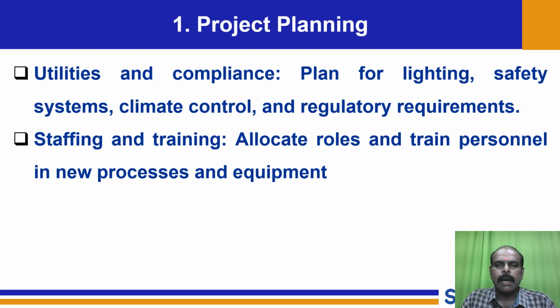So utilities and compliances. Plan for lighting. Yes, a warehouse should always have sufficient light. Safety systems should be there. Climate control should be there. Of course, climate control is not applicable for all, but in some minimalistic cases it has to be adhered to. And regulatory requirements. Government has its own regulations and certain products have to abide by some safety norms.